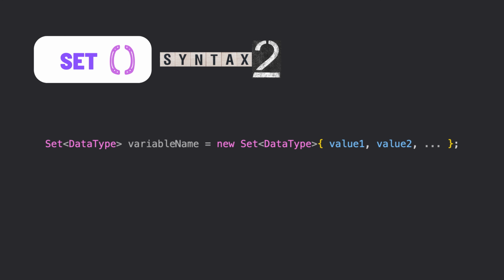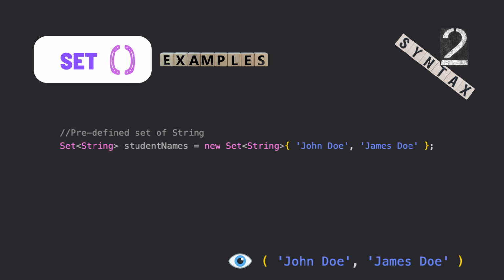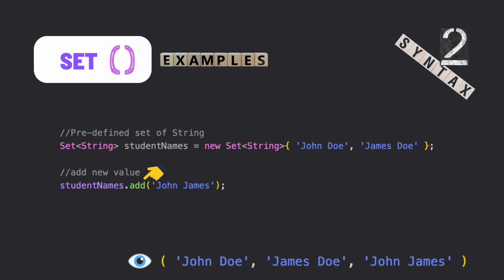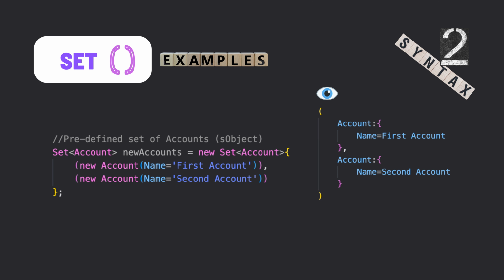Alright, for syntax number 2, we use the predefined values surrounded by curly brackets. On the screen, we have a variable that has a set of string with 2 predefined values. Additionally, we can use the add method to pass in more data. Final example for predefined values for set is on sObject. Here we have an example of an account being predefined. Note that we must wrap the new sObject initialization with parentheses, as Apex will throw an error.